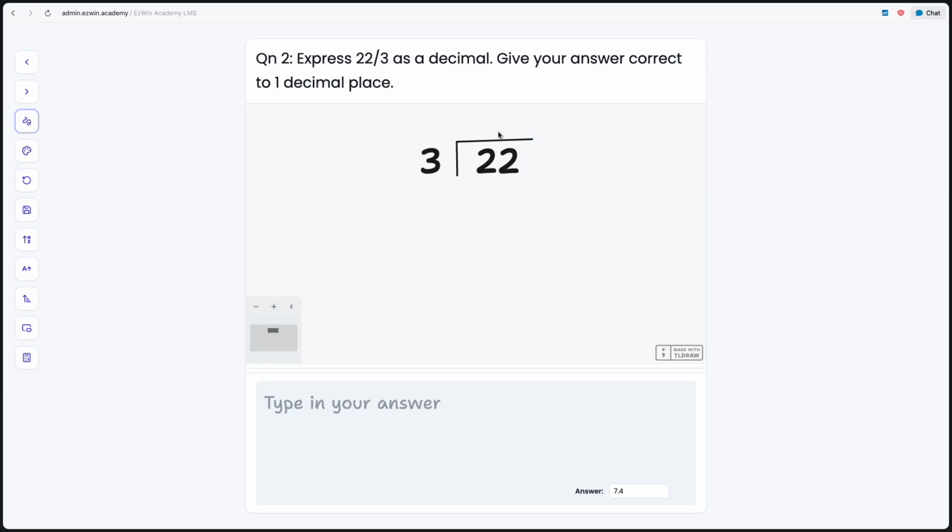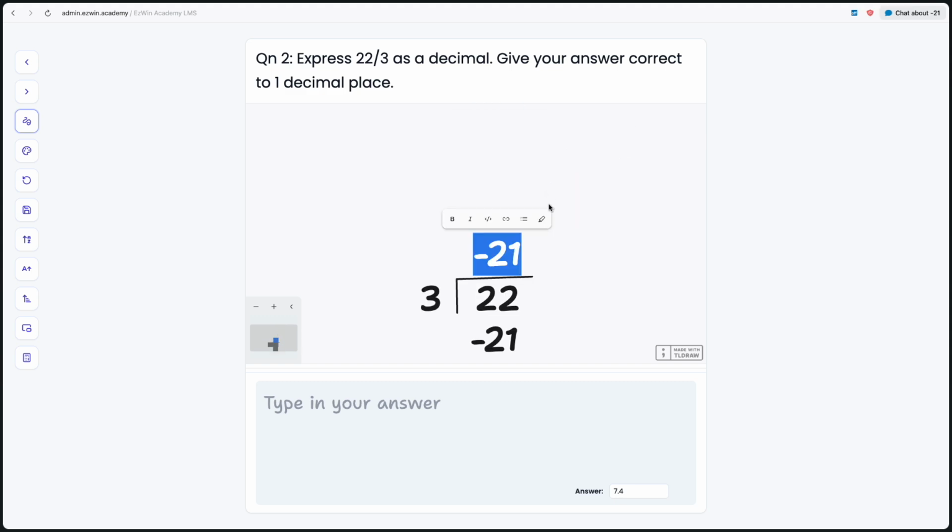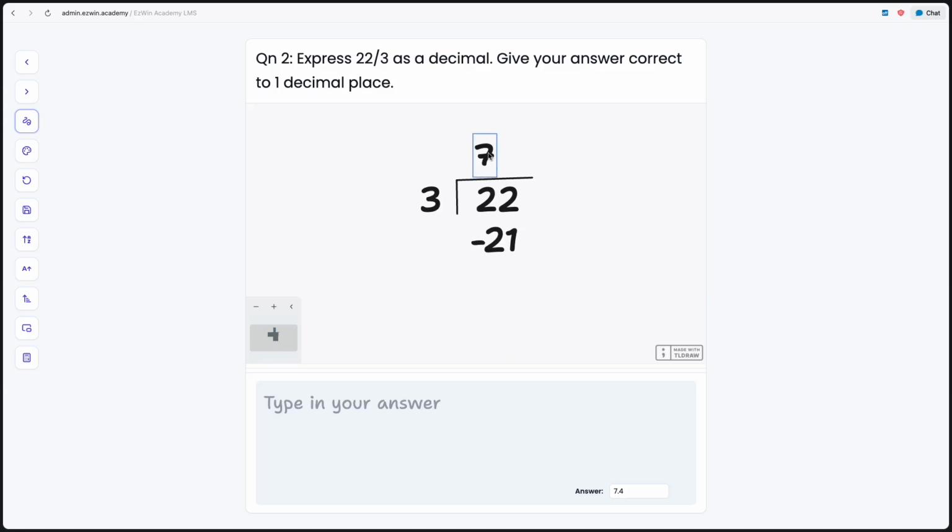In this case, 3 and 22, the closest is basically minus 21, so 7 times 3 is equal to 21. I'm going to put 7 over here. And then this will leave us 1. I'm going to put 1 over here, and then I'm going to put 0. So what's closest to 10 that we can minus off? Minus 9. So that means this is 7.3.